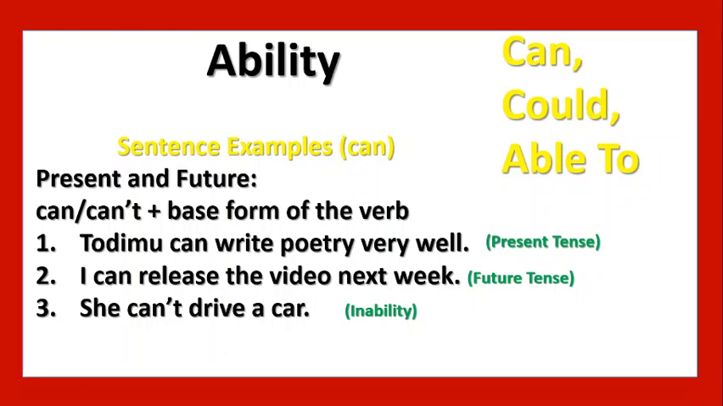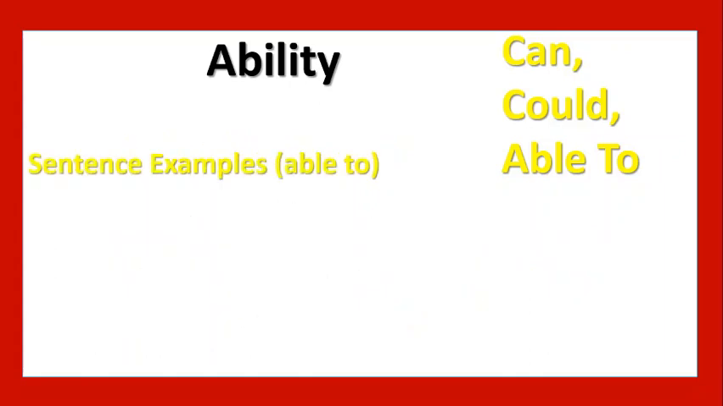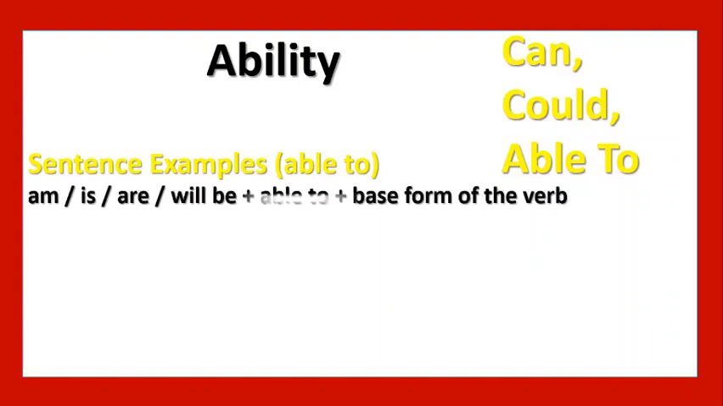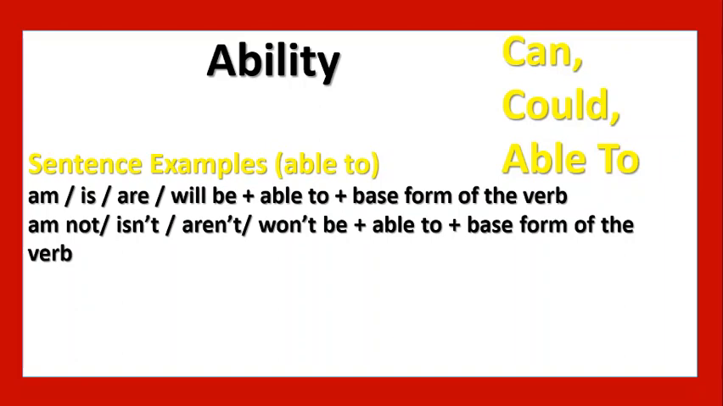Let's see if we can look at able to at this point in time. On able to, just as we use can, we are going to see some rules. If you have not watched my video on primary auxiliary verbs, please go there and watch the video, because if we want to use able to, we need to employ the primary auxiliary verbs.